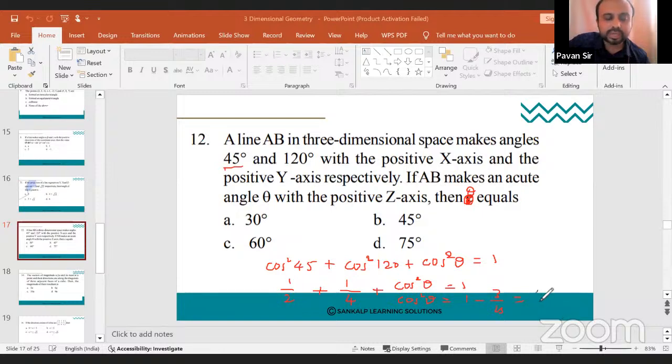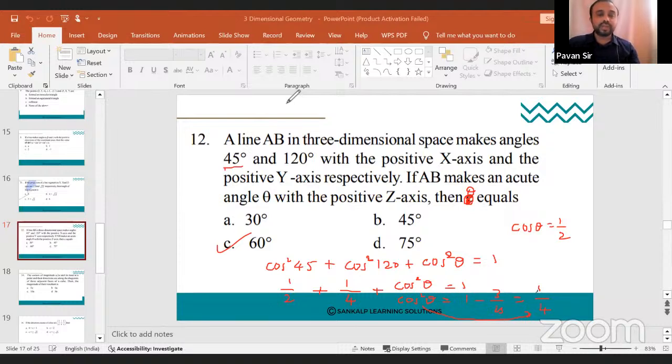What is 1 minus 3 by 4? It is nothing but 1/4. So cos square theta is 1/4. So cos theta is half. Cos theta is half for theta equal to 60 degree. Option C is the correct answer.